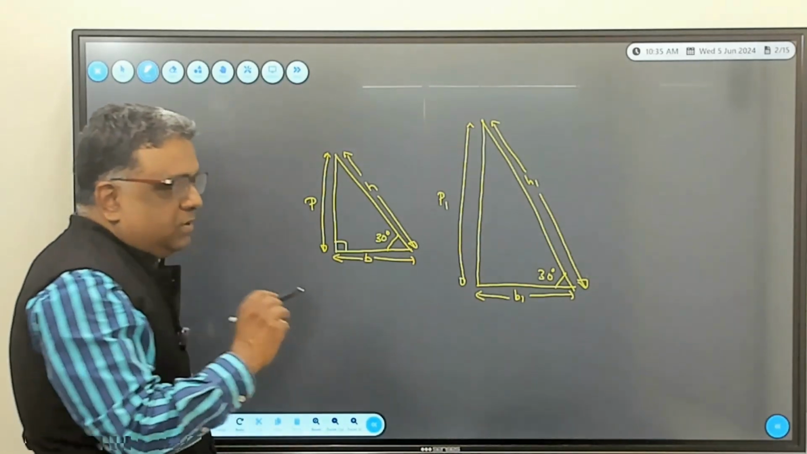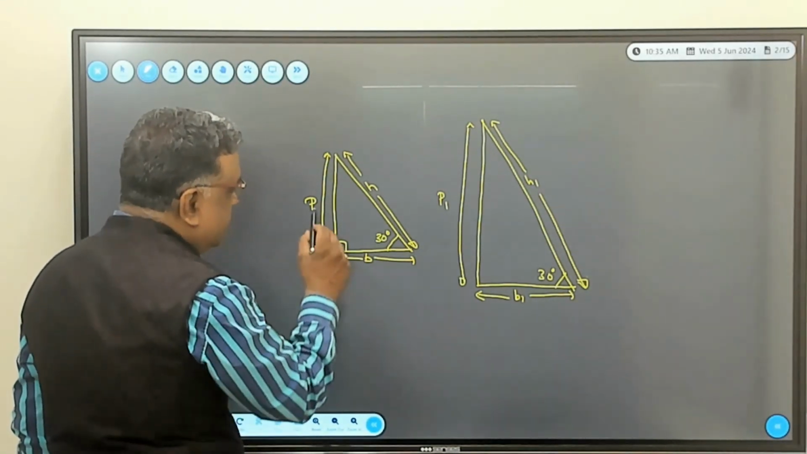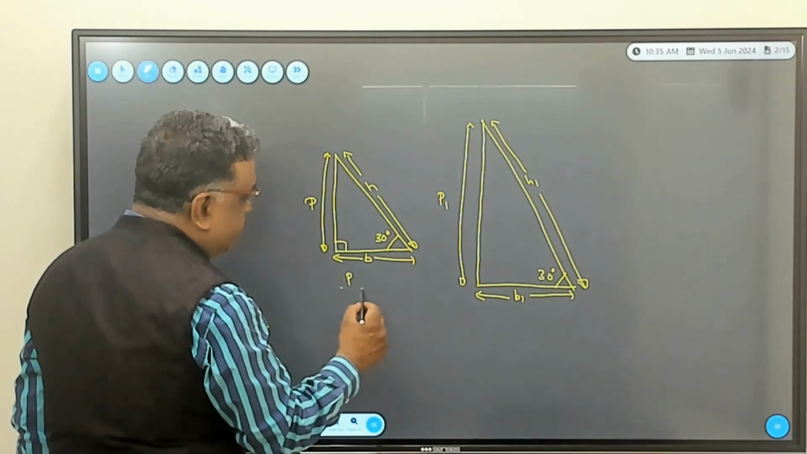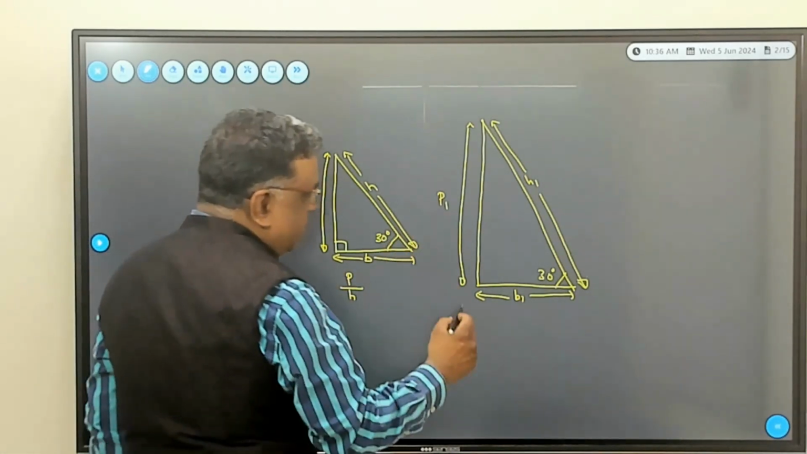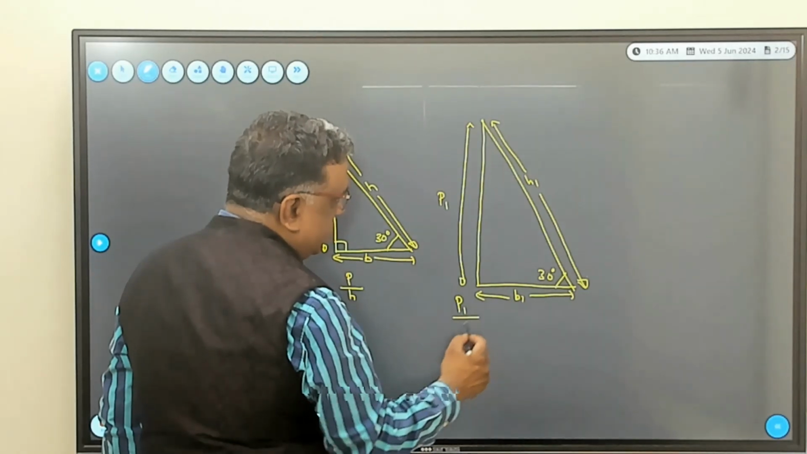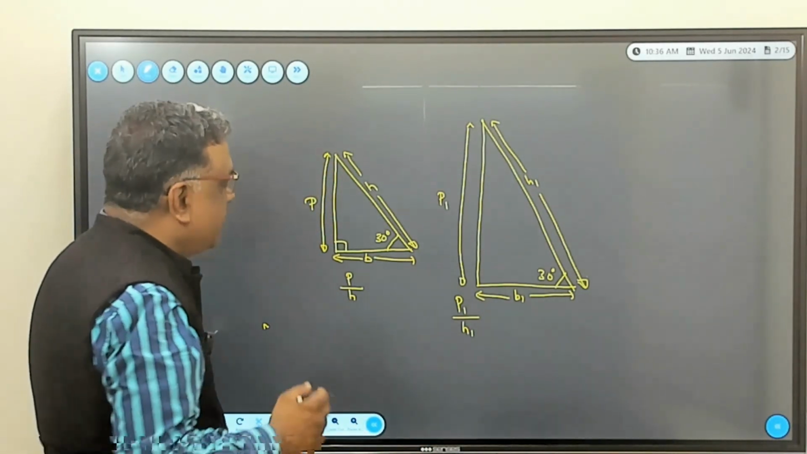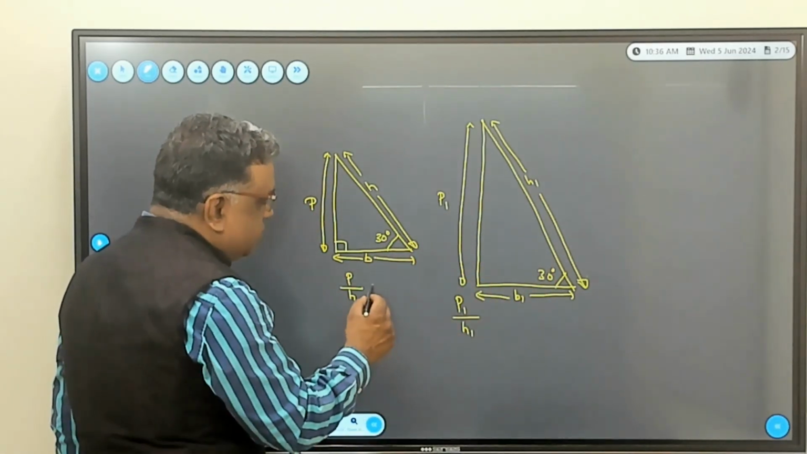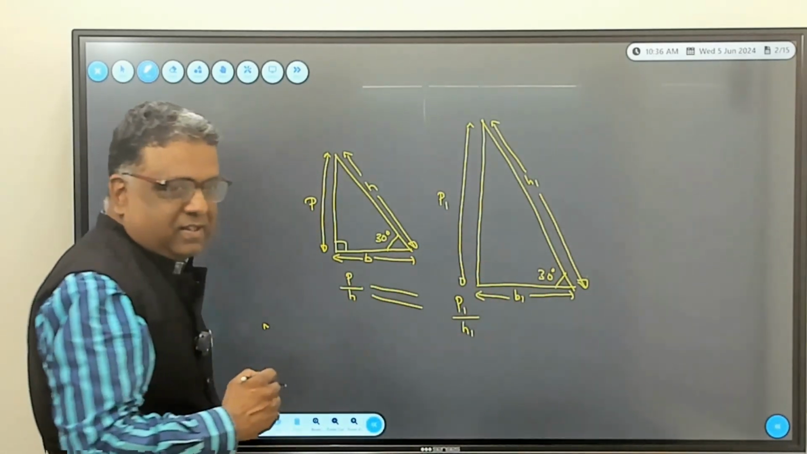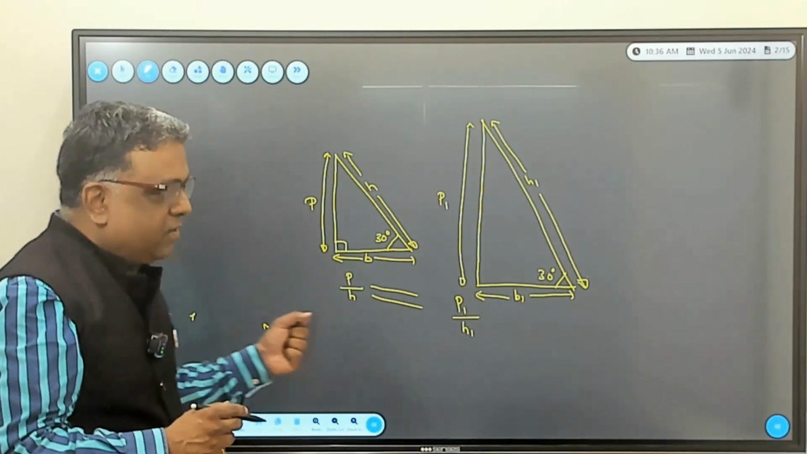So in both these triangles, when I take a ratio of P upon H in this triangle, and in this triangle also I take P1 upon H1, interestingly it was found that as long as this angle remains the same, these two are equal, and that's how powerful trigonometry became.